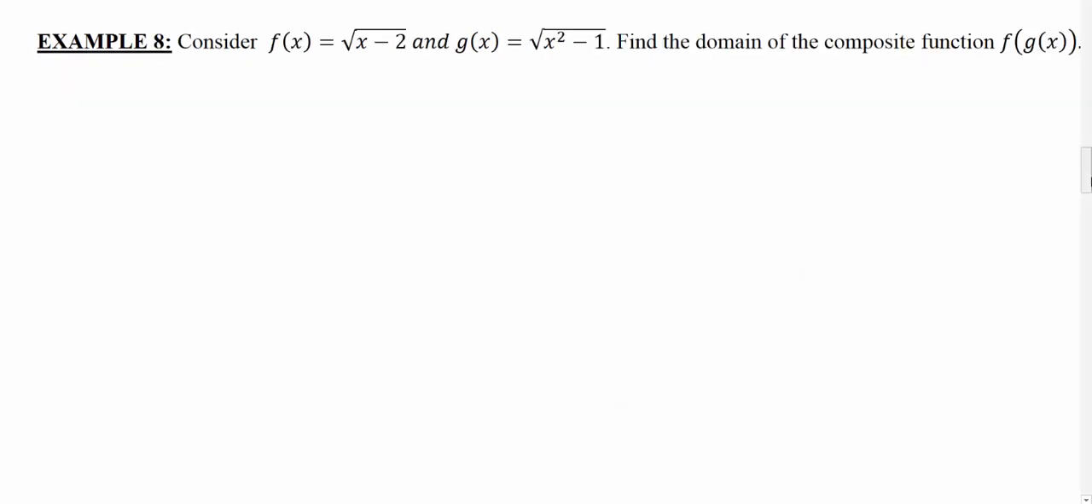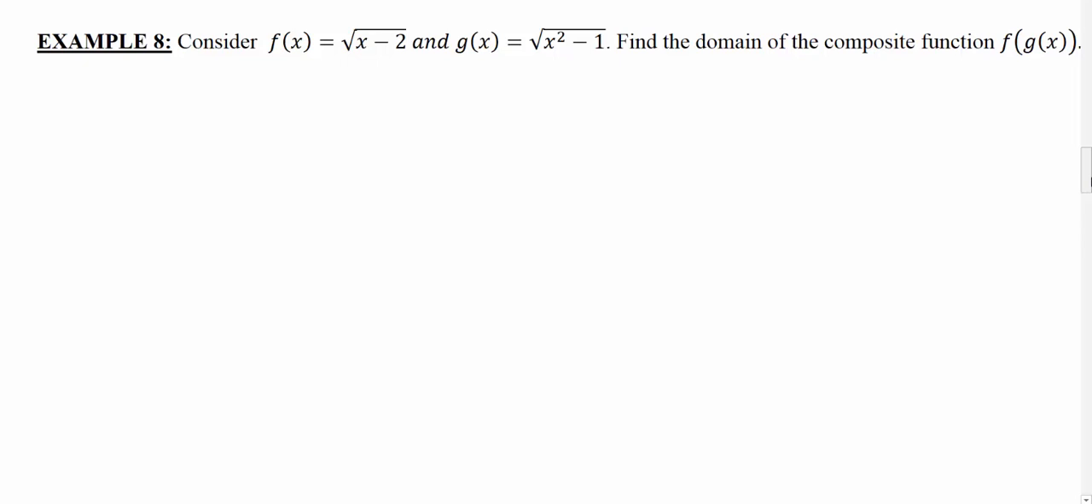Example 8. Because the square roots are so tricky, let's try another one to make sure we got the algebra down. So consider f of x equals the square root of x minus 2 and g of x equals the square root of x squared minus 1. We want to find the domain of the composite function f of g of x.